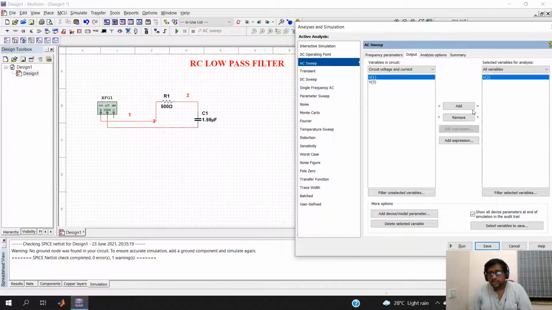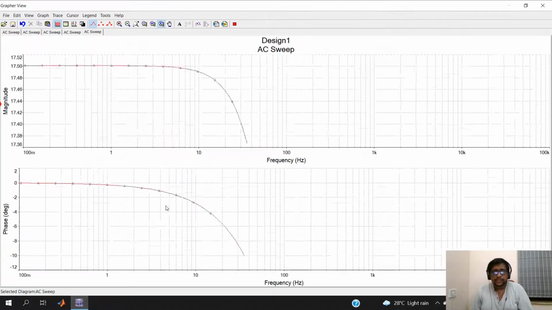You can remove the existing one, and you can see that you have different options: circuit voltage, current. I need the output which I am taking across the capacitor C1, and the node is 2. So I'll give V of 2. Then add, it will be over here. Now we will run it.